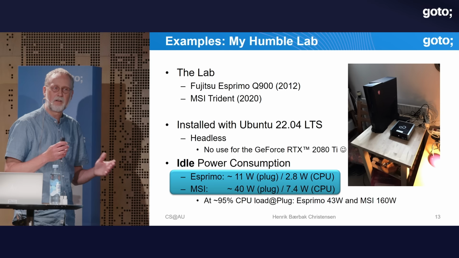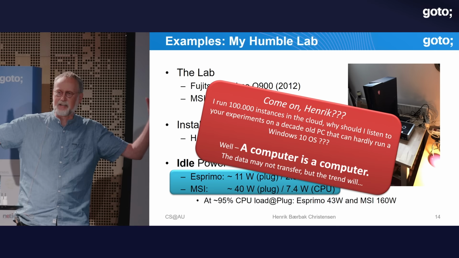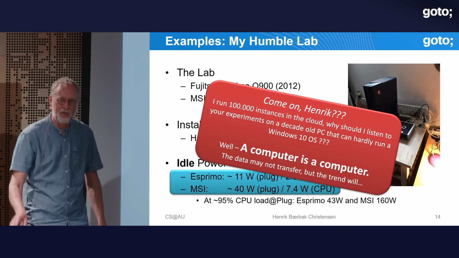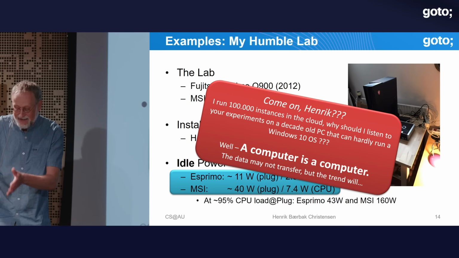And now you think, come on, Henrik, I'm deploying 100,000 services in the cloud, and you want me to listen to anything about a computer that size? You must be stupid. But the point is, a computer is a computer. It's a physical device, it's an electrical device, and CPUs are CPUs, and RAMs are RAMs. So of course, you can't use the numbers I've measured. But this is not about the exact numbers, it's about the trends.